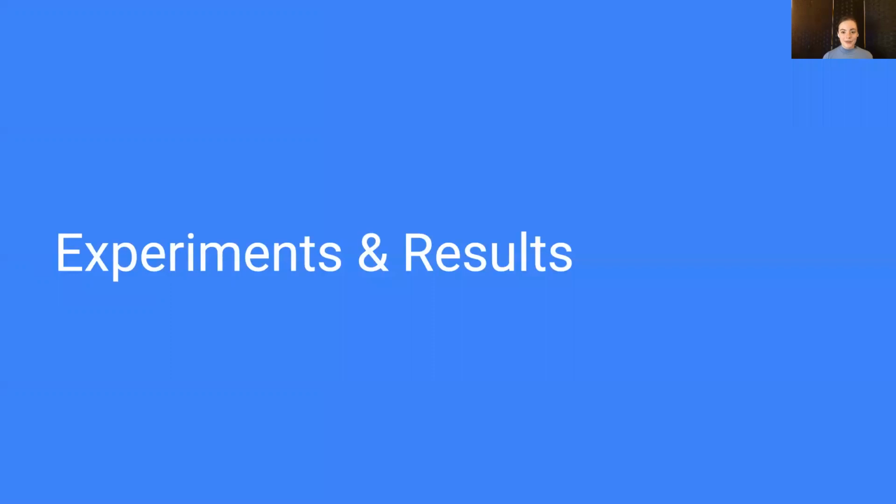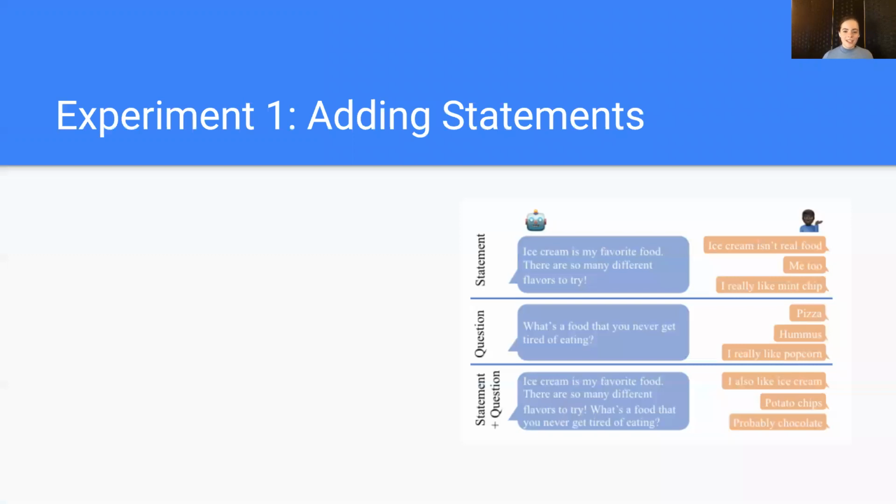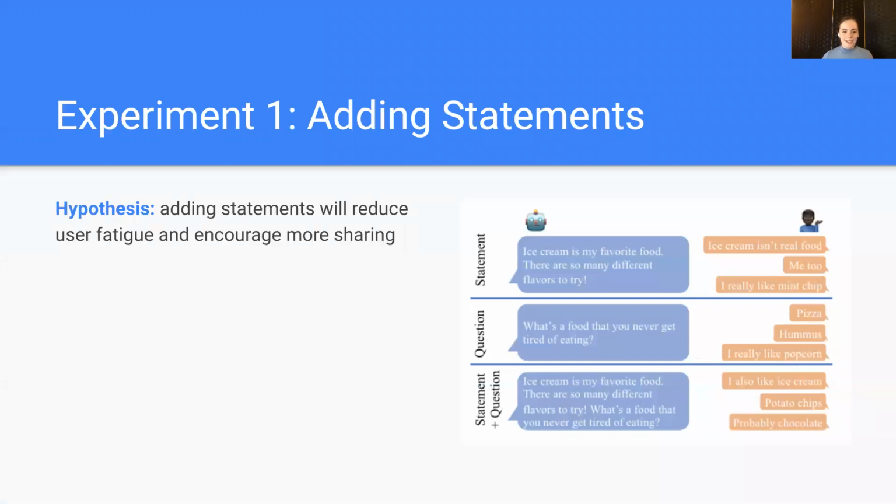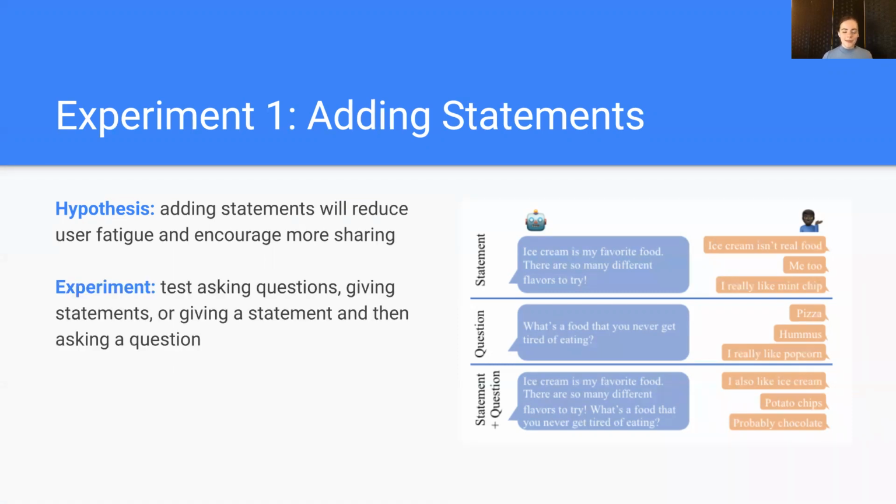Once we had established a way to measure initiative, we tested 4 different strategies for increasing it. The first strategy we tested was adding statements to questions our bot was asking. We hypothesized that users would take more initiative in response to a statement than they would in response to a question. To study this, we altered a scripted section of our bot where users were asked personal questions and tested asking a question, giving a statement, or giving a statement and then asking a question.